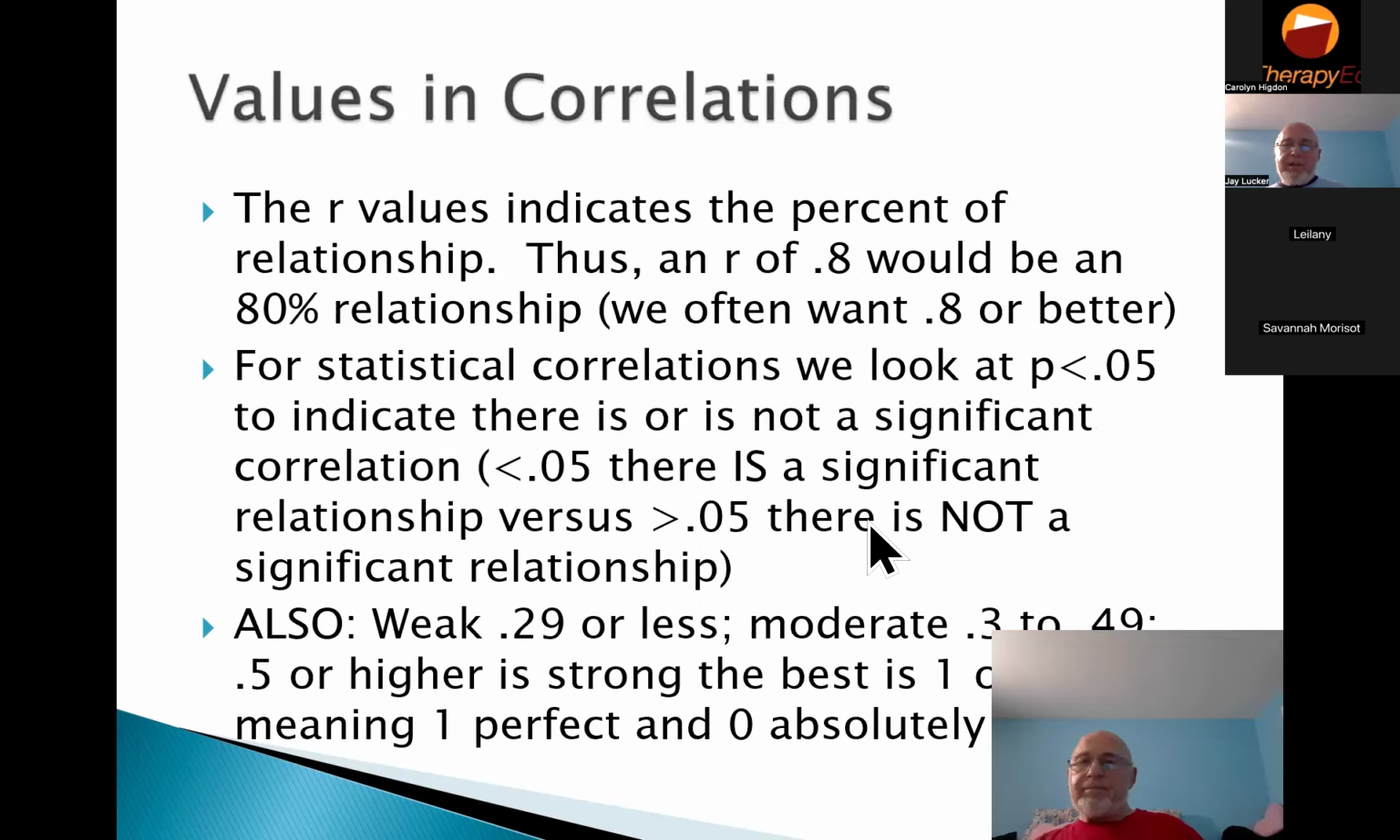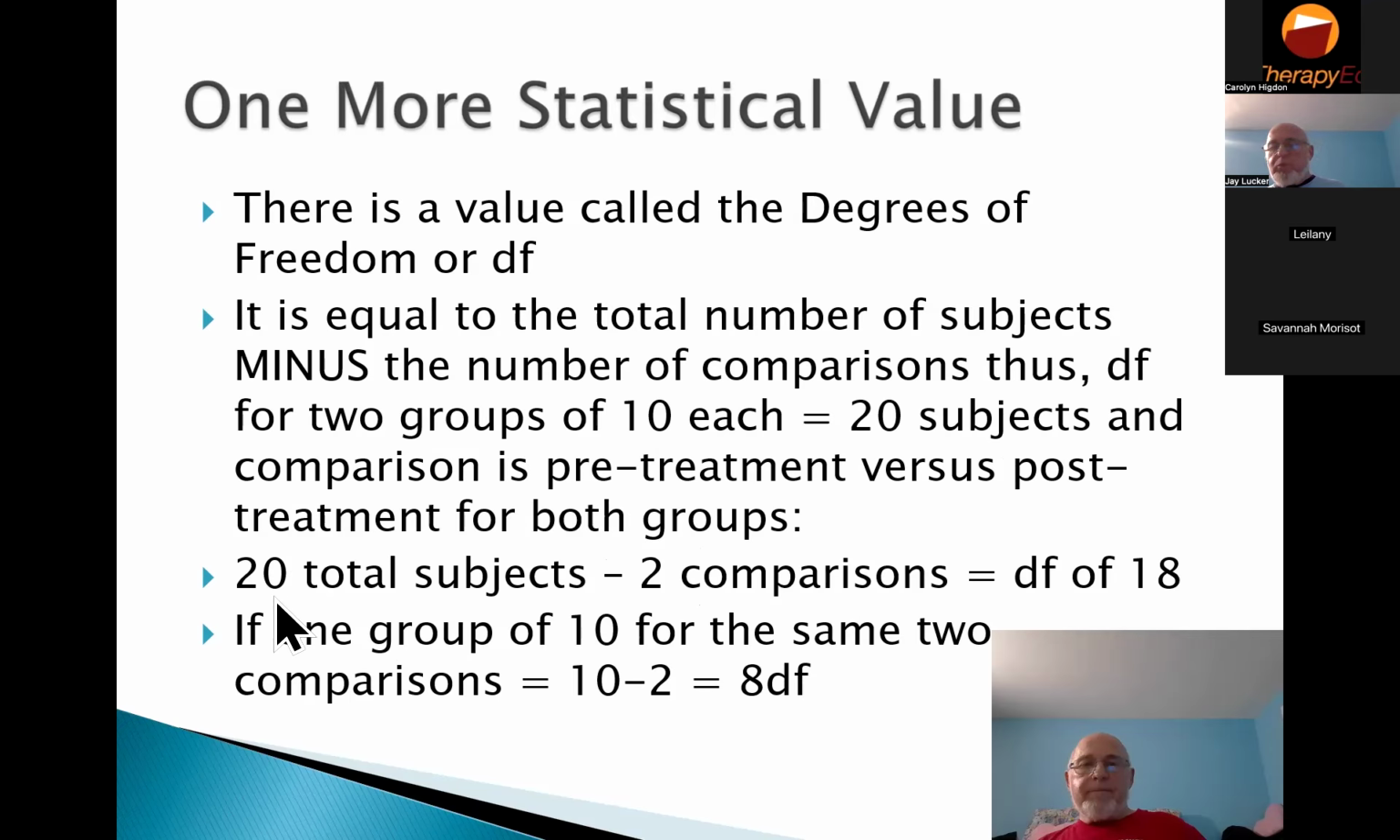You got that? Okay. If it's one group, instead of 20, it's 10, it'll be 10 minus 2, which will be 8 degrees of freedom. And for significance, degrees of freedom or not, it's the R value and the P value. What's the P? If that P is equal to or less than 0.05, it's significant. If it's greater than 0.05, even 0.06, oops, it's not equal or less than 0.05, it's not significant.